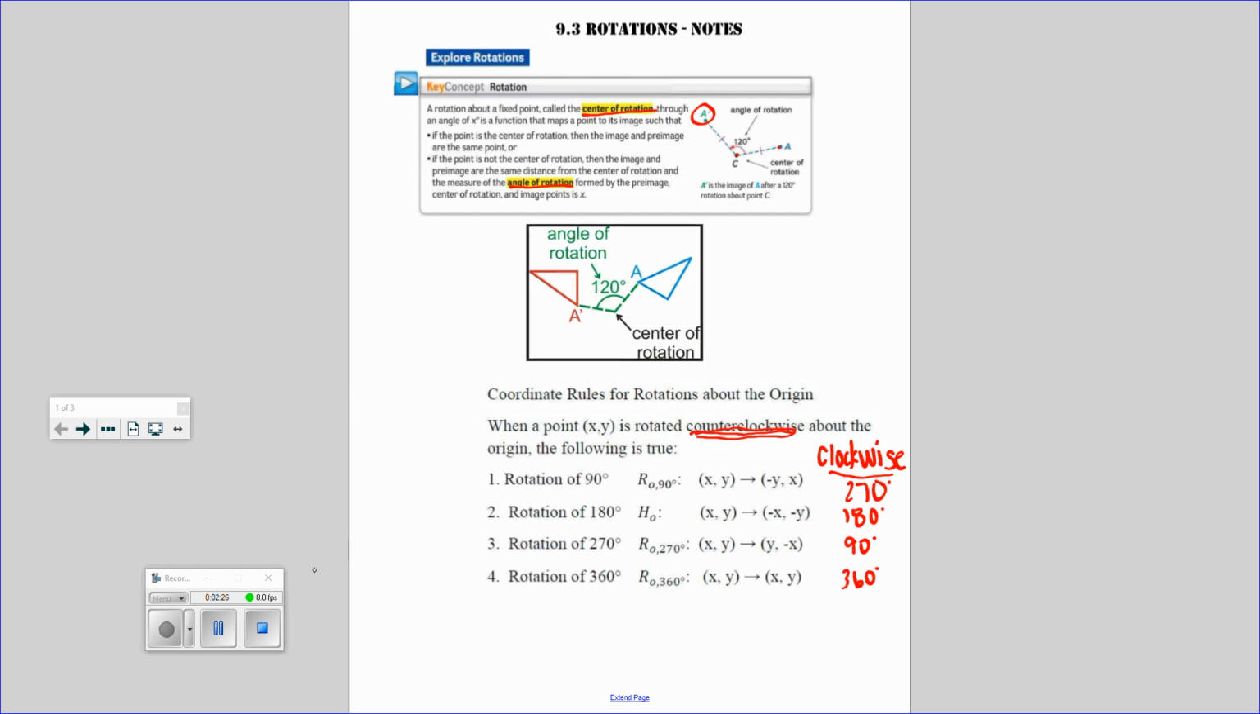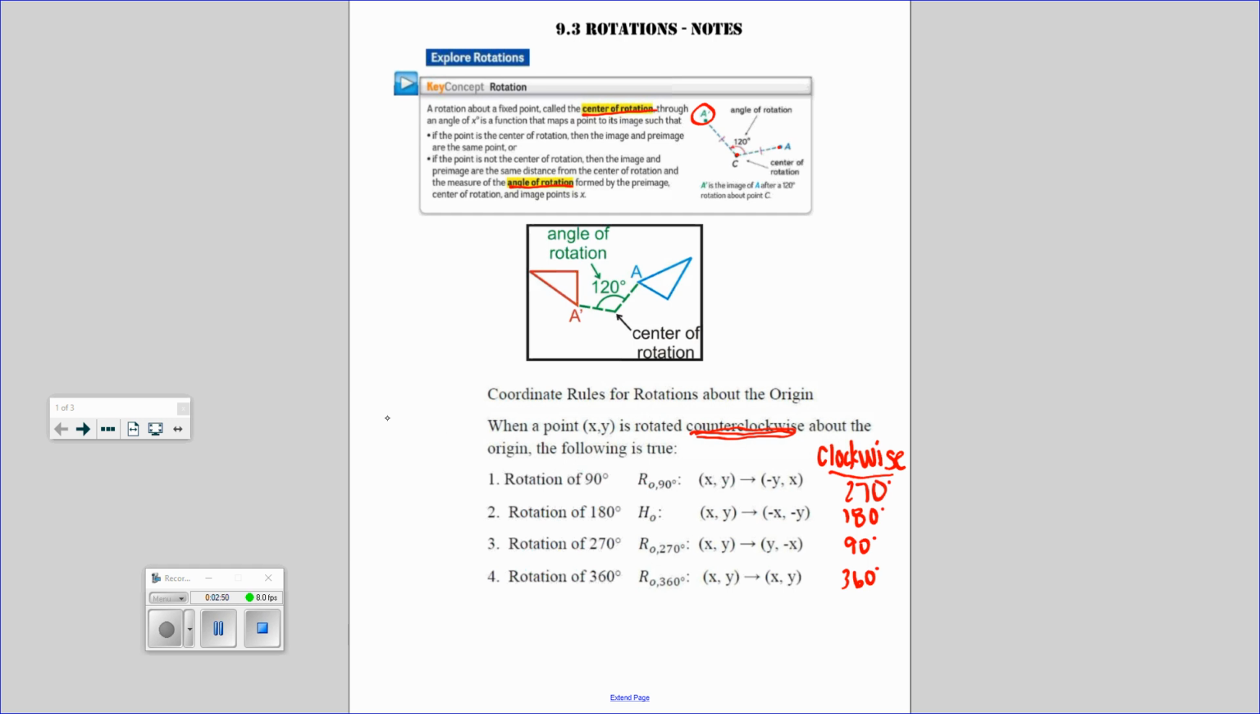The second thing, we're going to do a little bit of practice. Just like with reflections, where there were 4 little rules you can help remember, there are rules as well when it comes to our degrees of rotation. So 90 degrees, 180, 270, and 360. Again, all of these are counterclockwise. And here are our different changes.